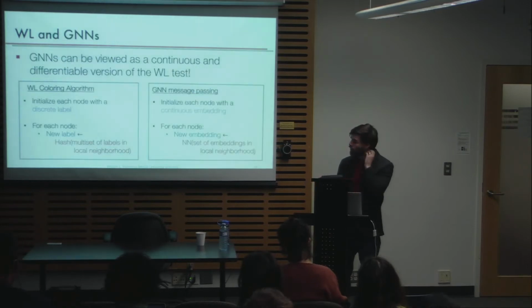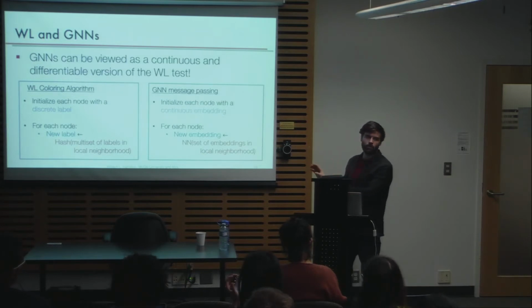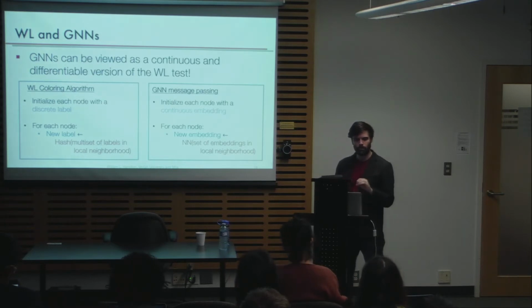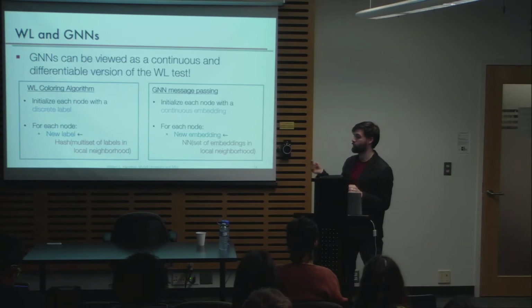Now, one thing that's important to note is that there's a close correspondence between the graph neural network algorithm and this WL coloring algorithm. In the WL coloring algorithm, we initialize every node with a discrete label. In the graph neural network approach, we initialize every node with some feature vector. And then in the WL algorithm, we iterate this process where for every node, we give it a new label, which is a discrete hash of the labels in its neighborhood. In a graph neural net, we do the same thing, just a differentiable version of that.